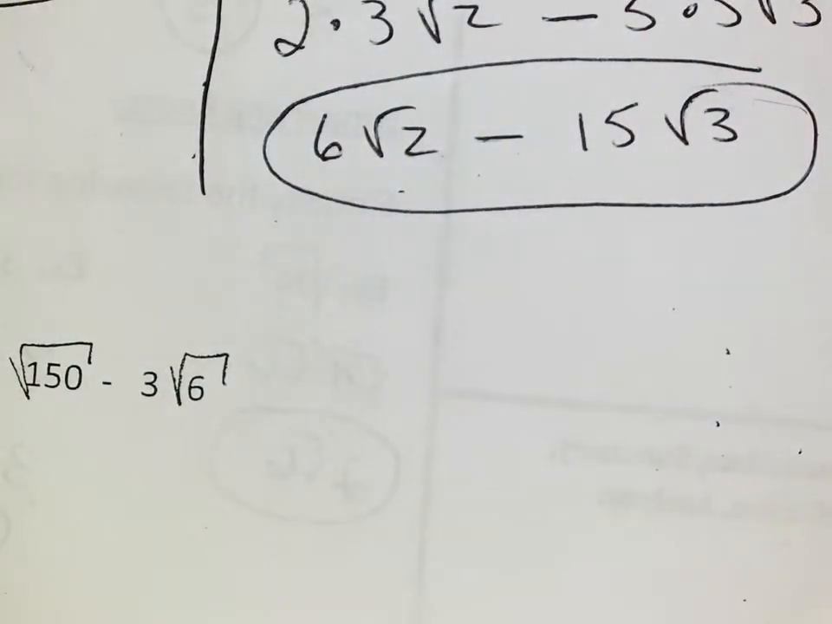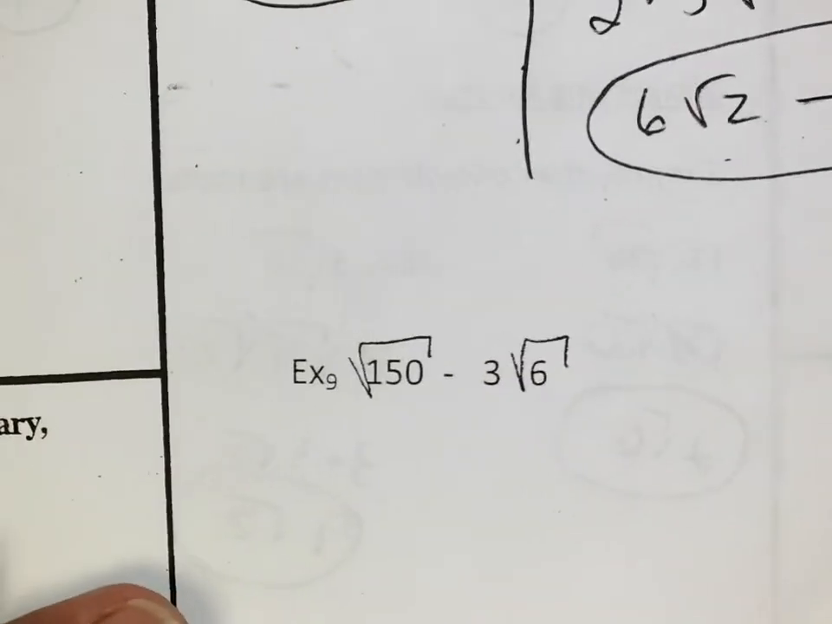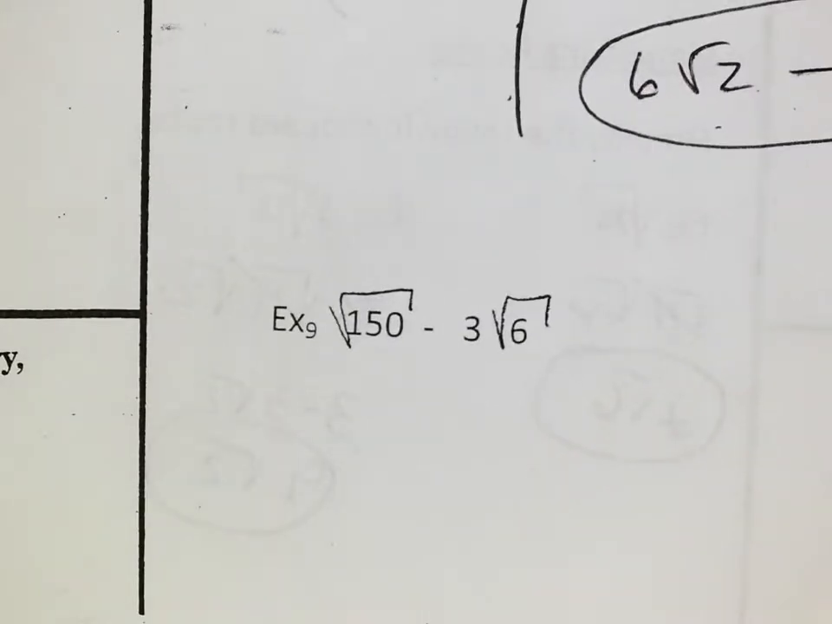Okay, example 9. Maybe I'll get lucky here, I don't know. Right now I can't do anything with it, okay? 150, boy, that's a big number.